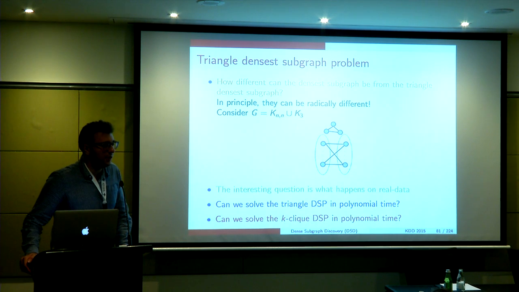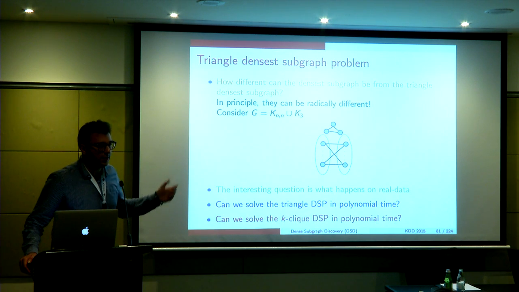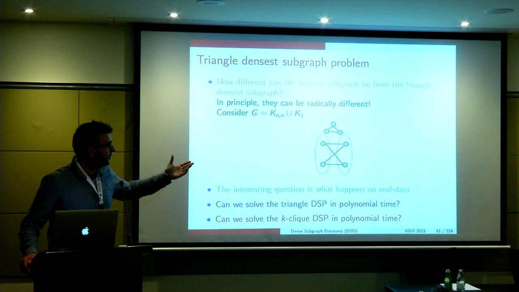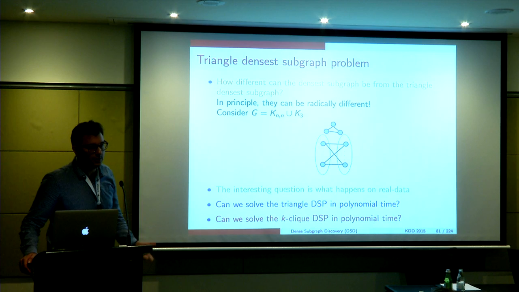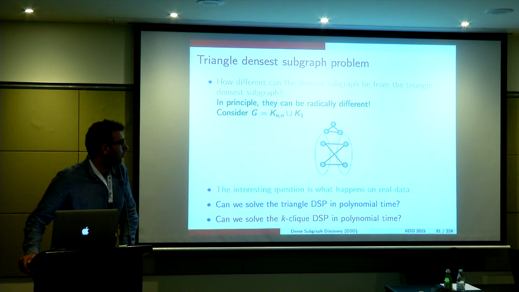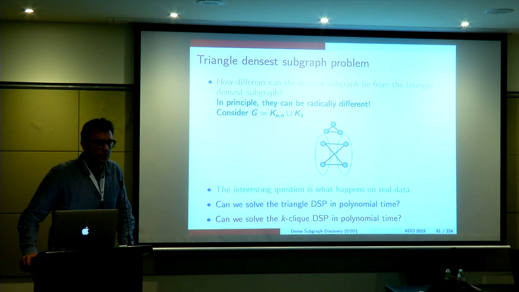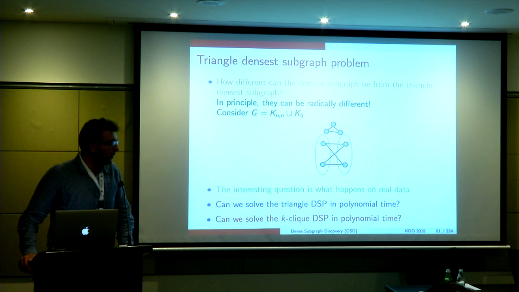For instance, you can come up with many examples, but the most trivial one is if I have, let's say, a complete bipartite graph and a triangle, and this is my graph, the union of these two things. One objective will return the bipartite clique, the DSP, the other one will return the triangle, as bipartite graphs have no odd length cycles. So the interesting question is what happens on real data, how different is the behavior of these two objectives, and whether we can actually solve the k-clique DSP in polynomial time.